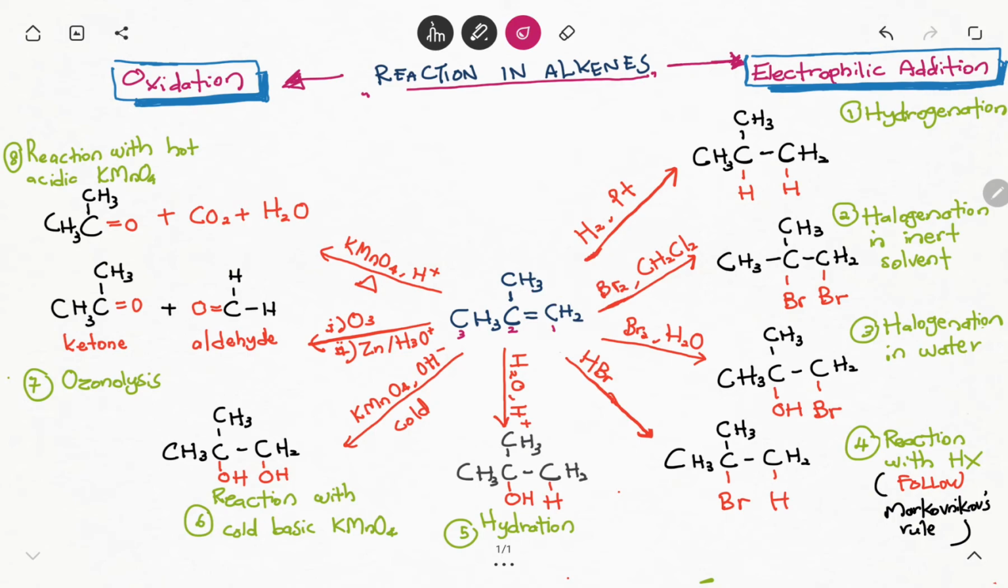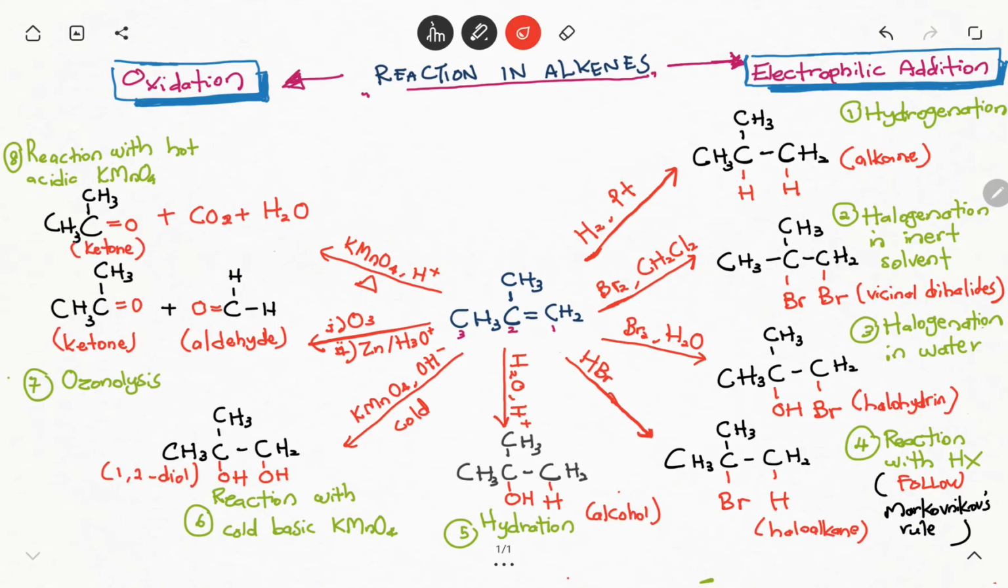But since we are discussing the reactions of 2-methylpropene since the beginning, the product of the reaction with hot acidic KMnO4 here will be 3 products, which are ketone, carbon dioxide, and water. So these are all 8 reactions of alkenes you need to understand and memorize.